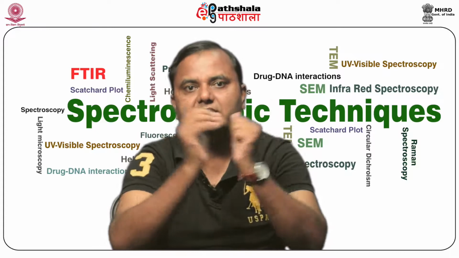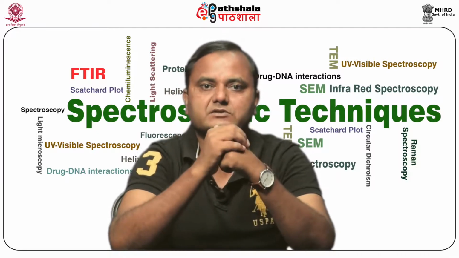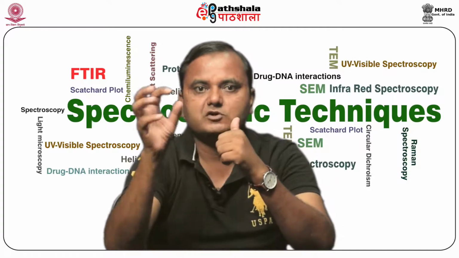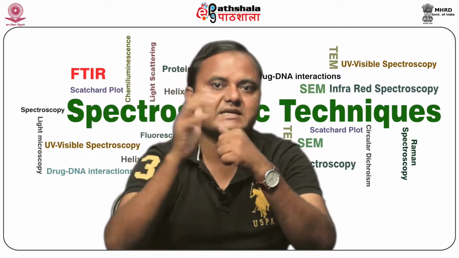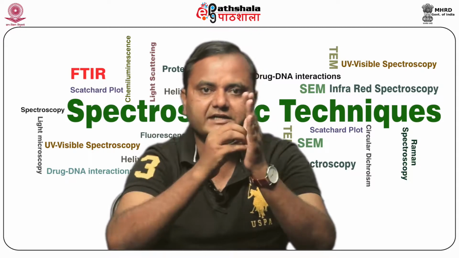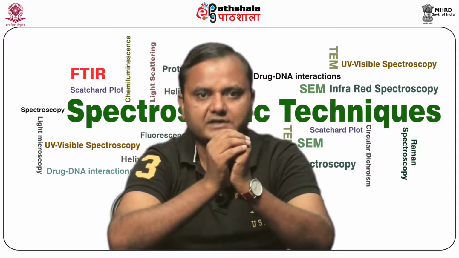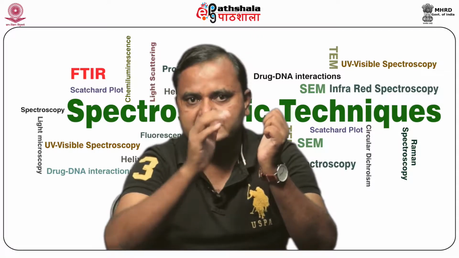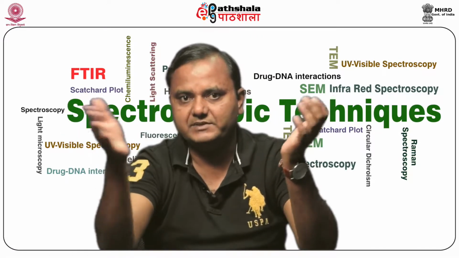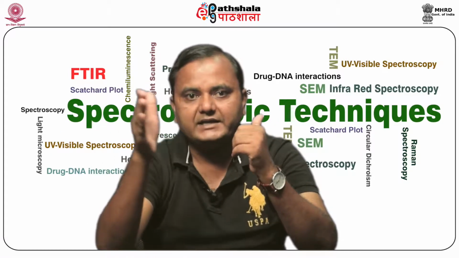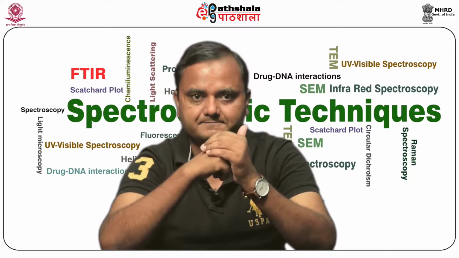So the most common method is UV visible absorption spectrometry. This is one of the simplest and most commonly used techniques for studying the stability of DNA and its interaction with drug molecules. Changes in the absorption properties of the drug on binding to DNA are monitored between 200 and 350 nanometers, and the binding can easily be monitored there.